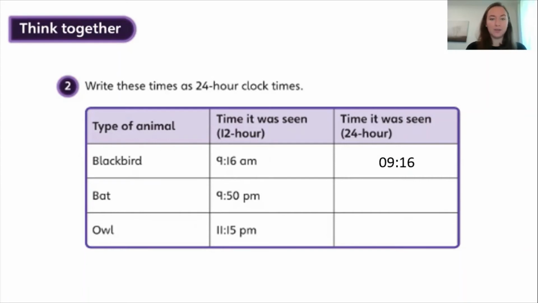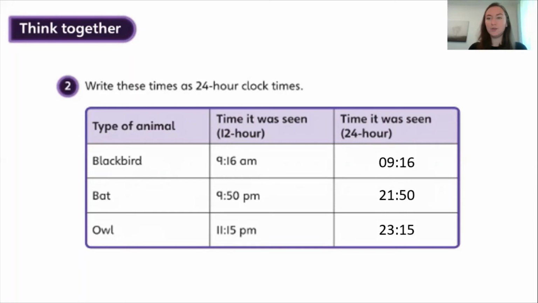The bat was seen at 9:50 p.m. So this one does need converting. We don't need to copy the p.m. across. We will keep the 50 minutes the same, but 9 add 12 hours is 21:50. Finally, the owl was seen at 11:15 p.m. Again, we need to convert this one to 24-hour time by adding 12 onto the hours. 11 add 12 is 23, so the time will be 23:15.